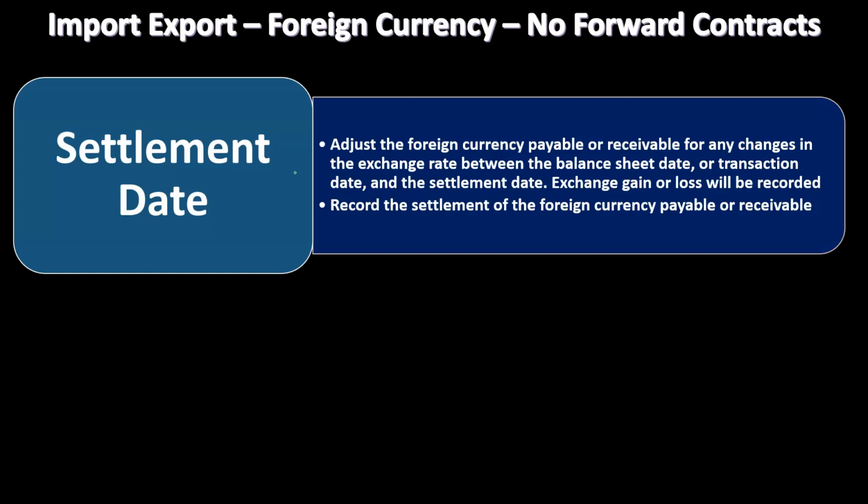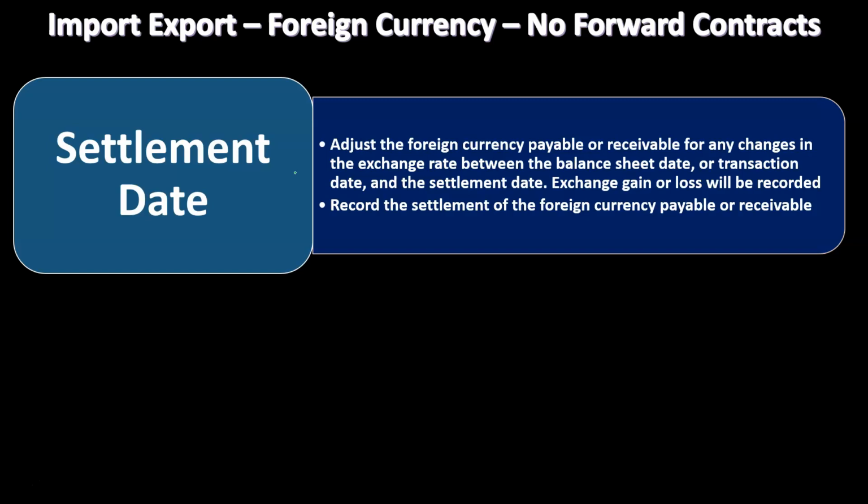Record the settlement of the foreign currency payable or receivable. So at the settlement date, we have to do the same kind of thing because now we're going to be paying off. We bought something on account, and now we're going to be paying it in the future. We're going to have to revalue the accounts payable once again, as of the point in time that we make the payment, so that it reflects the current exchange rate, so we can then pay in foreign currency and it'll be reflected correctly.